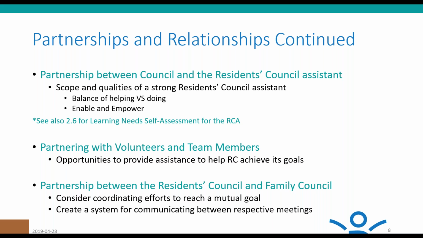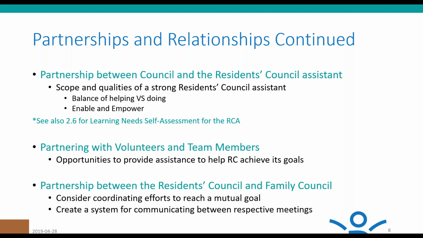This next subsection covers the council and their assistant. We talk about the scope and the qualities of a strong assistant. They recognize the need to strike that delicate balance between helping and supporting the residents versus doing everything for the council. This involves finding ways to enable and empower residents. We talk about specific ways that resident council assistants can support council operations, including meetings.